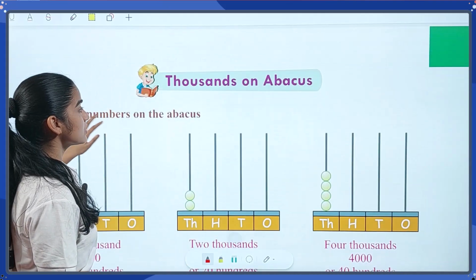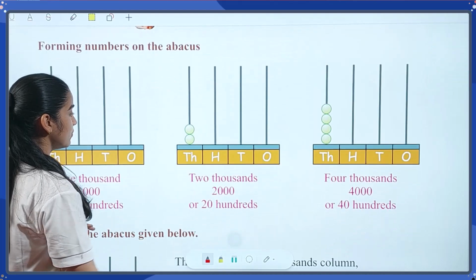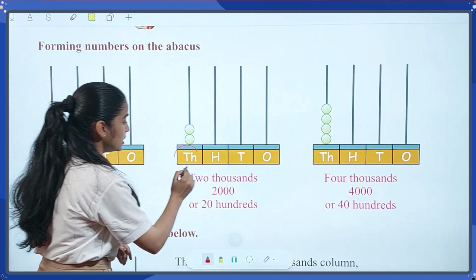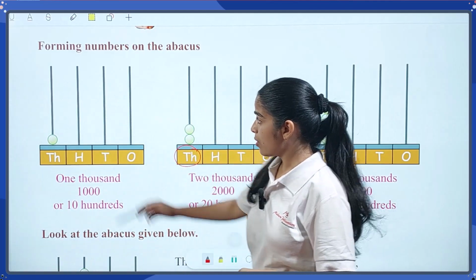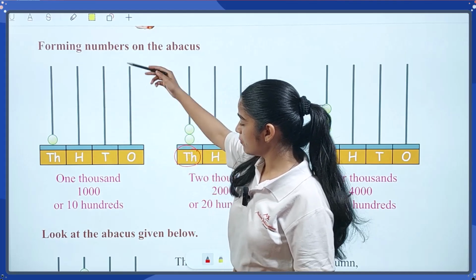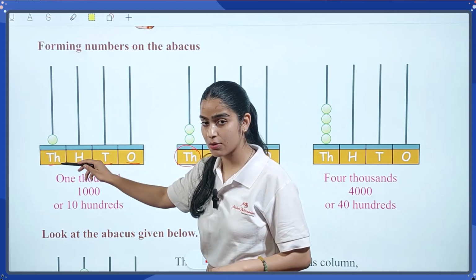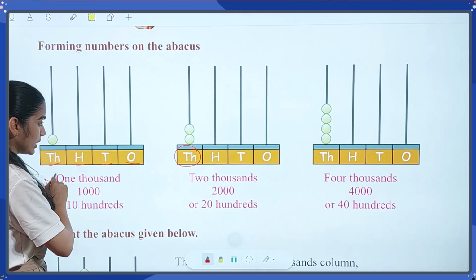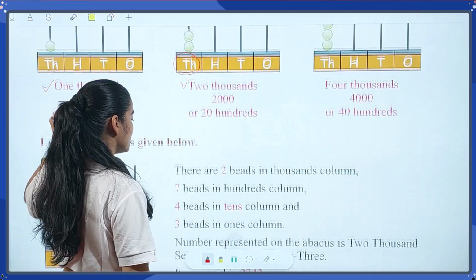Next, thousands on the abacus, forming numbers on the abacus. In this we have a new line which we have to use to represent the thousands. So we have 4 lines right now: 1, 2, 3, 4. This is for ones, then tens, then hundreds, and then thousands. If we have one ball in the thousands section, it means 1000. If we have two balls, it means 2000. If we have 4, it means 4000.